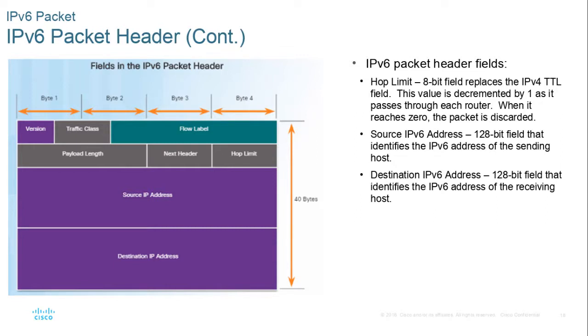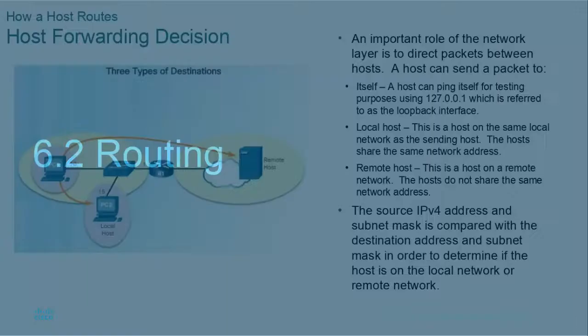Then we'll have our source IP address and our destination IP address, 128-bit instead of 32-bit, because each workstation needs to be uniquely identified. Now let's look at the routing function.